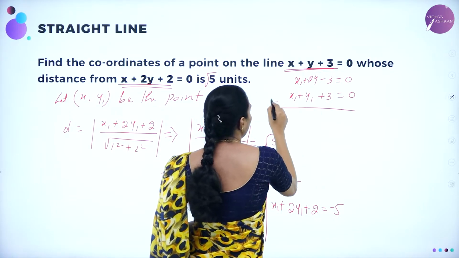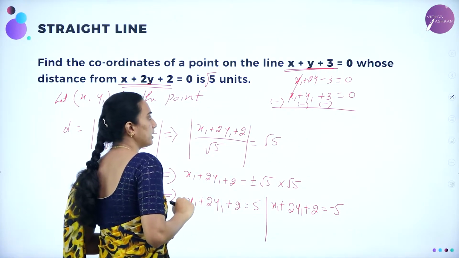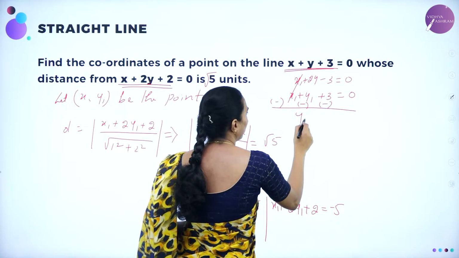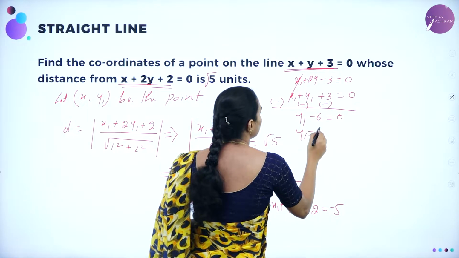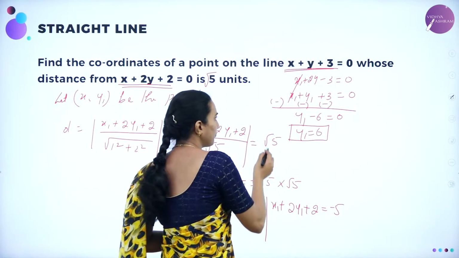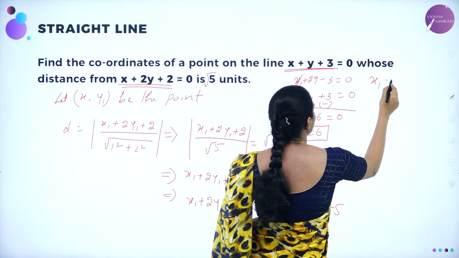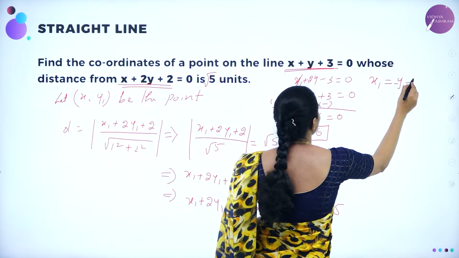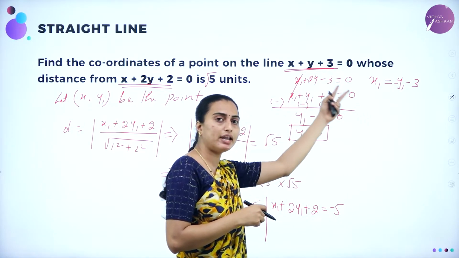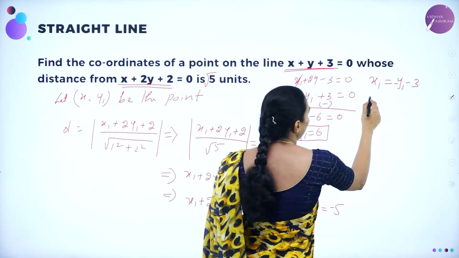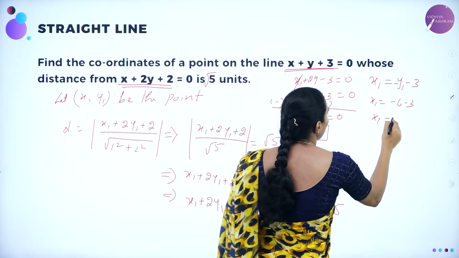Now you can subtract this equation. You are going to get x1 cancelled with minus x1 plus x1. 2y1 minus y1 is y1. Minus 3 is minus 6 equal to 0. So y1 is equal to 6. Now you got y1 is equal to 6. Finding x1 is easier. Let me take the second equation, that is x1 will be equal to minus y1 minus 3, because if you shift y1 and 3 in the second equation to the right side, it will become minus y1 minus 3. Now substituting the y1 value, x1 will be equal to minus 6 minus 3, so x1 will be equal to minus 9.